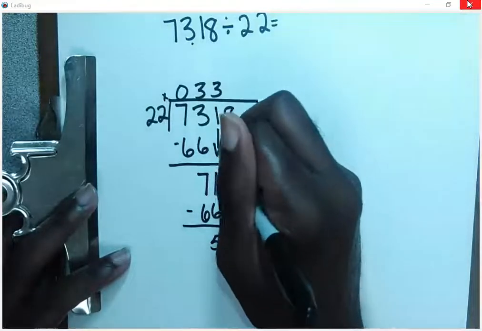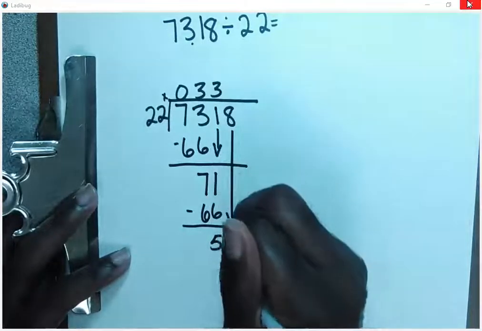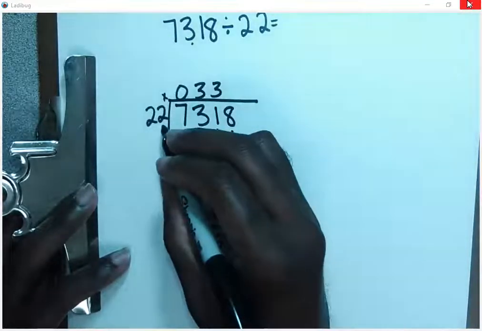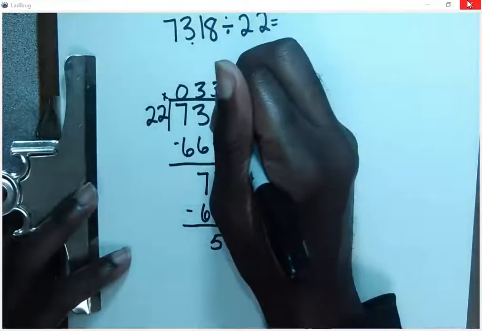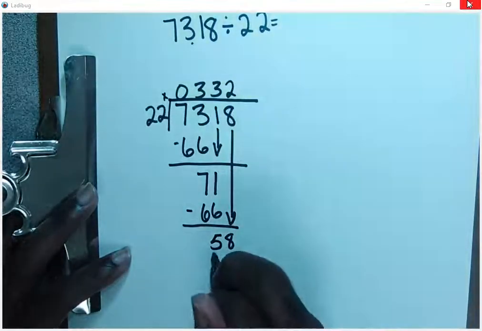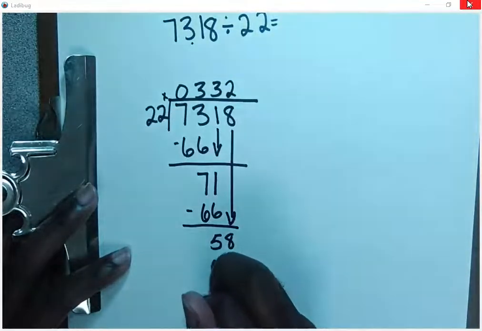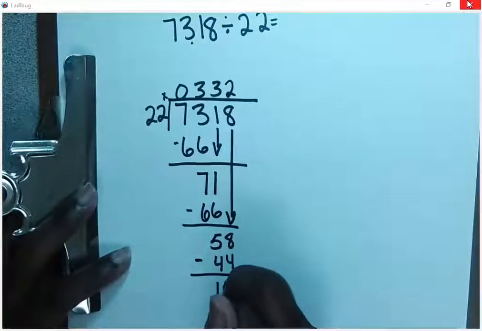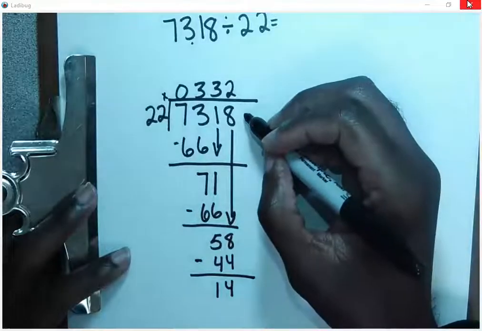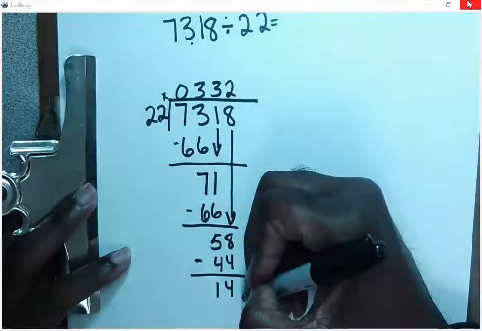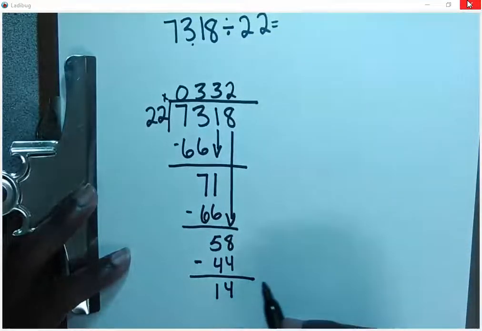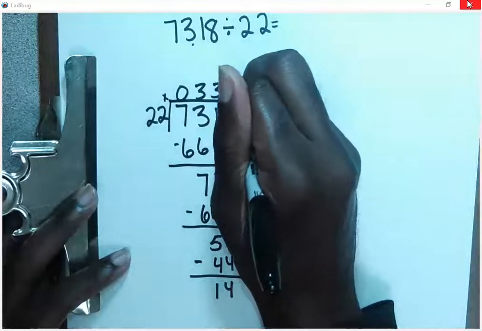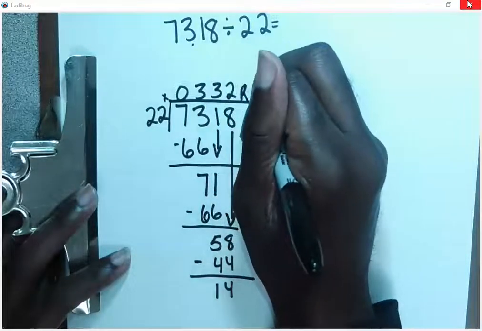Once again, I'll bring down my 8 all the way down here. And 22 can go into 58 2 whole times. 2 times 22 gives me 44. I subtract again, and I get 14. Now, I don't have any other numbers to bring down, so this 14 right here becomes my remainder. So I put an R14.